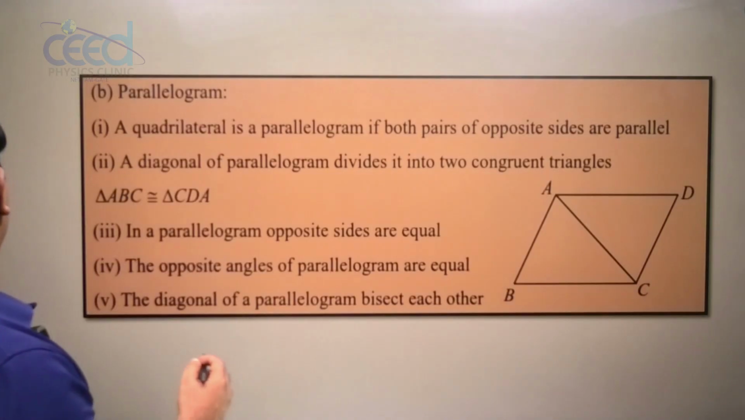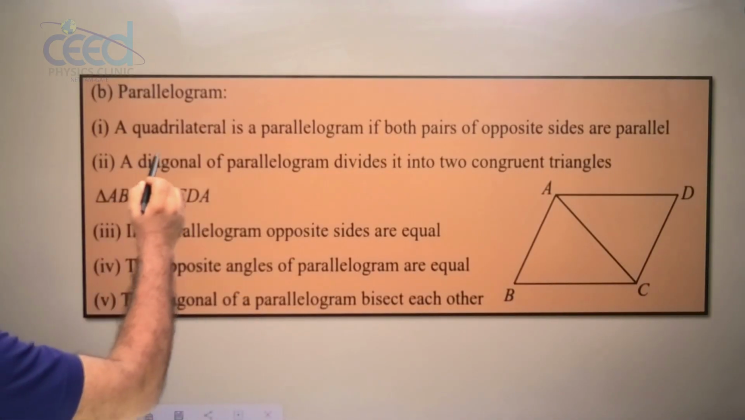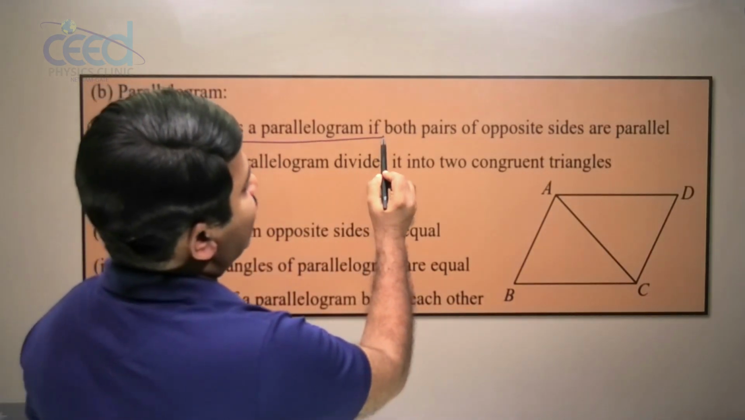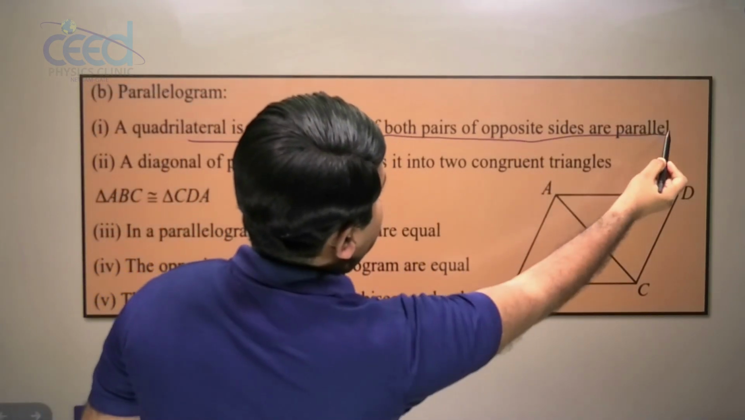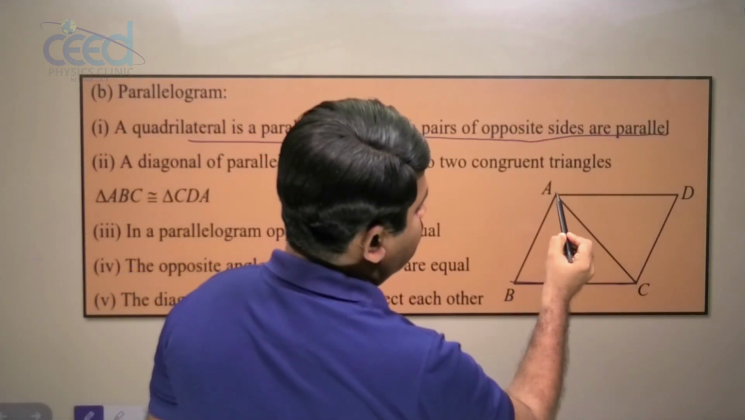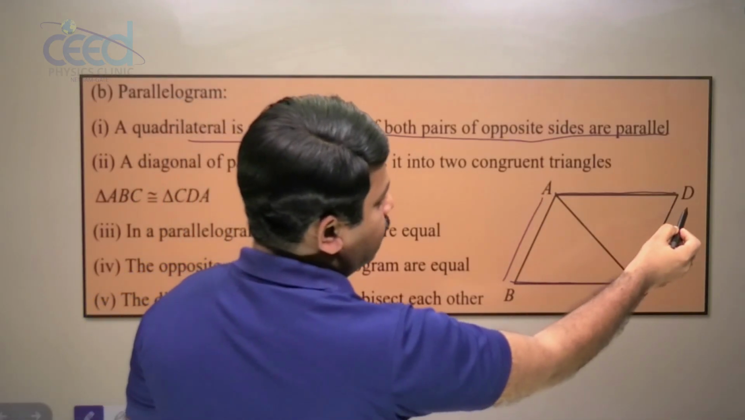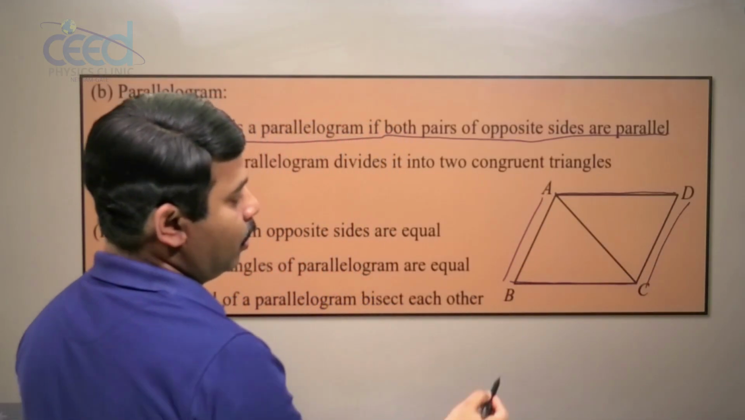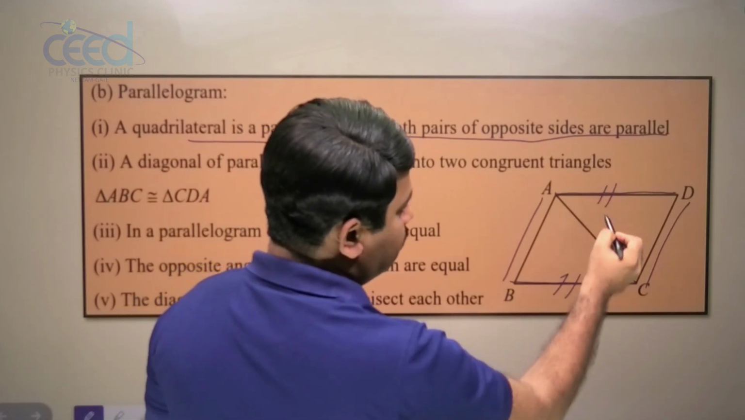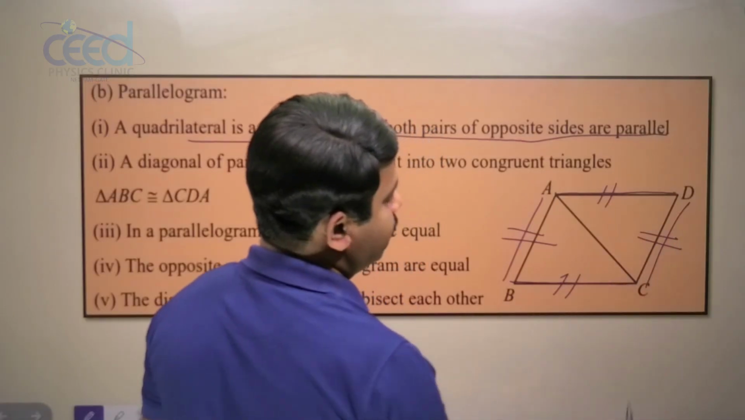Next, the parallelogram. What is a parallelogram? A quadrilateral is a parallelogram if both pairs of opposite sides are parallel. See, these opposite sides are parallel, and the next pair, this and this, are parallel. Opposite sides are also equal, and this is equal to this.